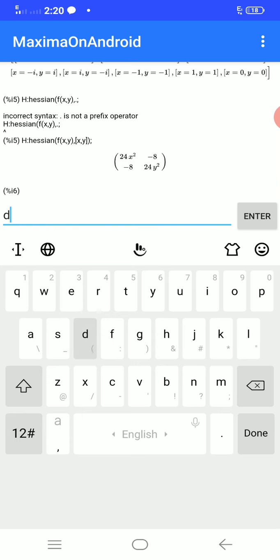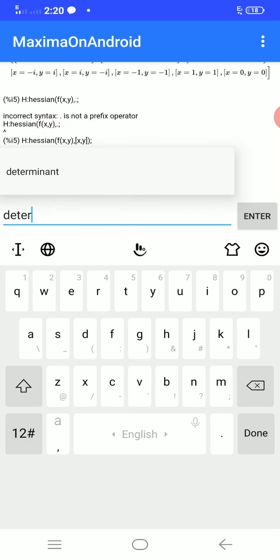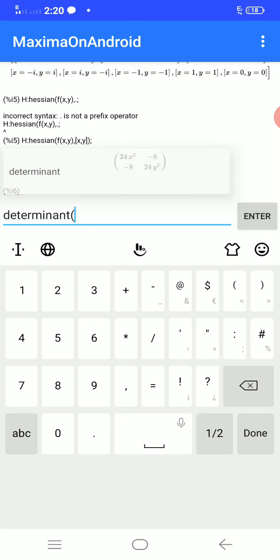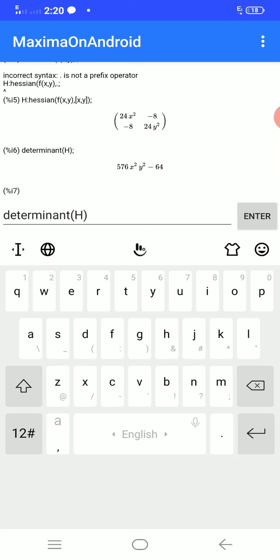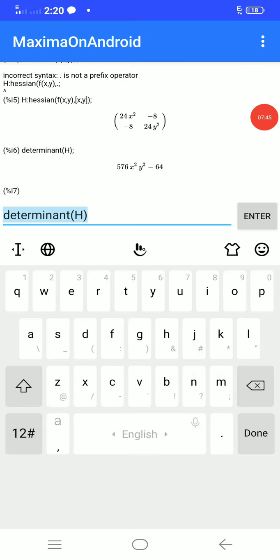Next we have to find the determinant. So we use the syntax determinant of Hessian, use capital H, then enter, we get output. So the determinant of H is ac minus b square. Next we have to find the value of D and the value of A at the point x is equal to minus 1 and y is equal to minus 1.